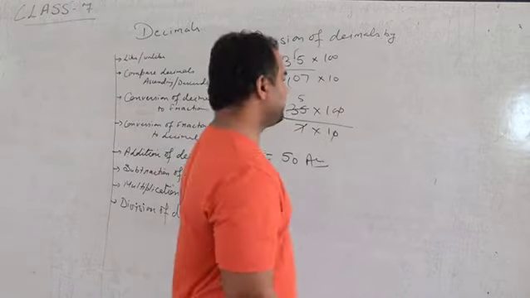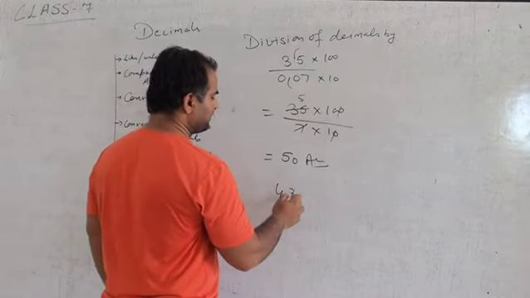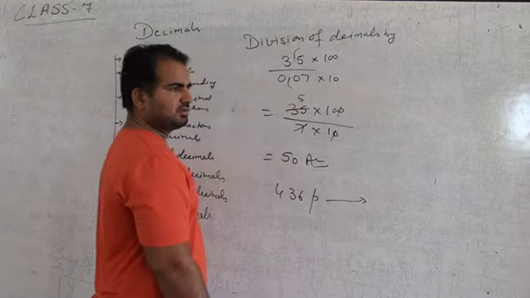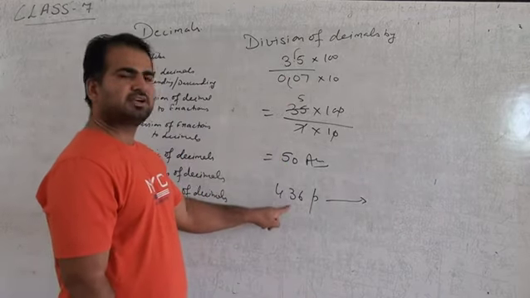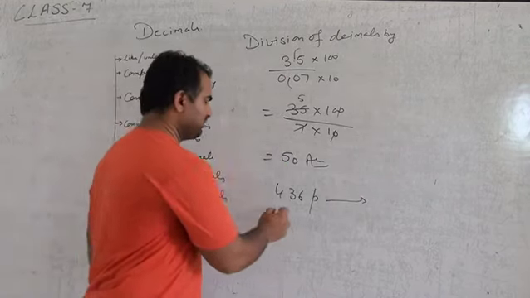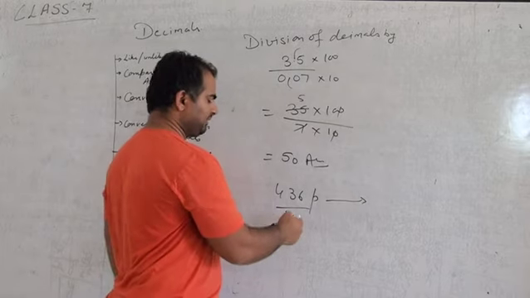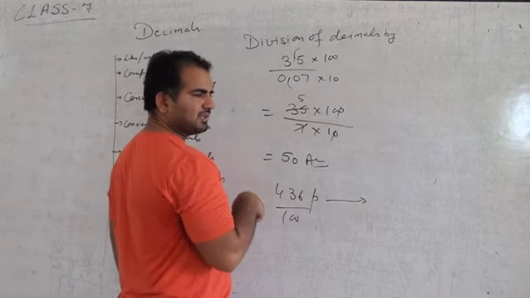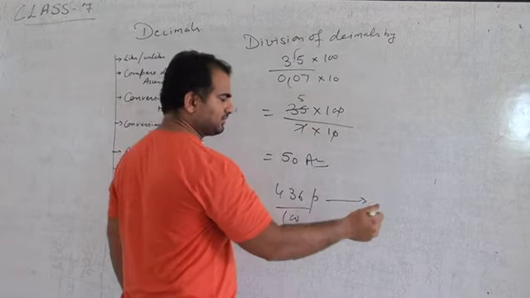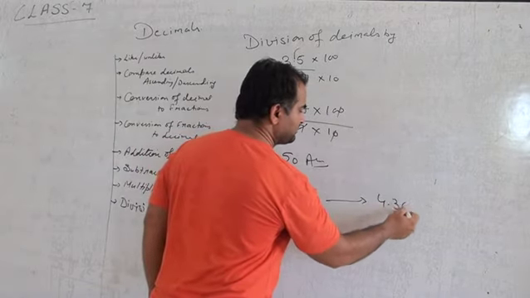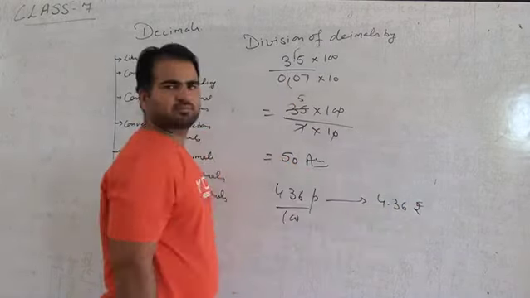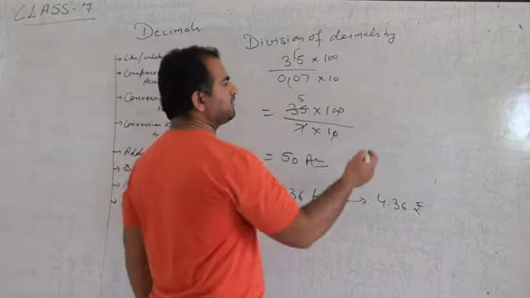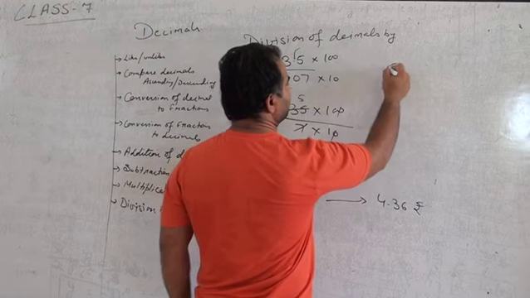Like if I have 436 paise and I have to convert it into rupees, I just divide this by 100. When we divide it by 100, there will be 2 zeros. Then we have to place the decimal by 2 digits from the right. It will be 4.36 rupees.